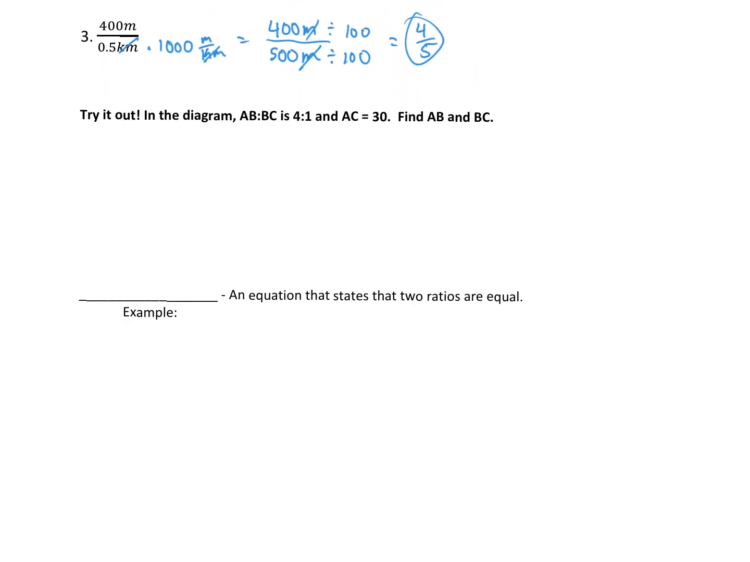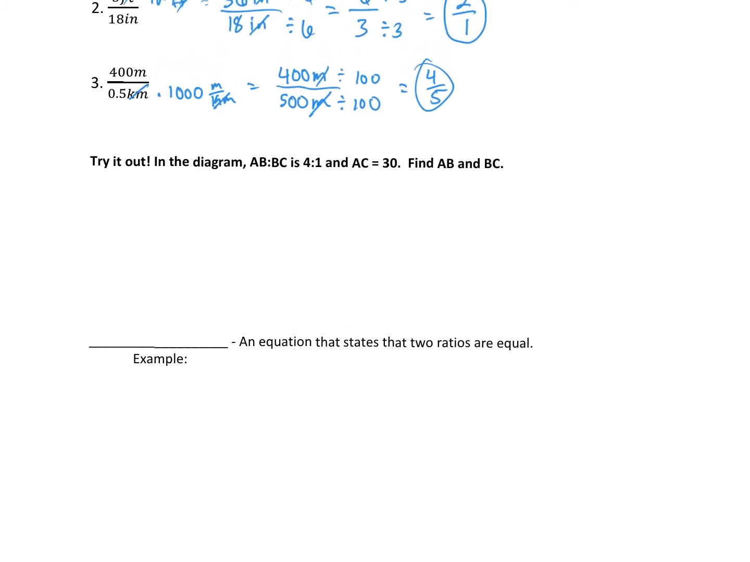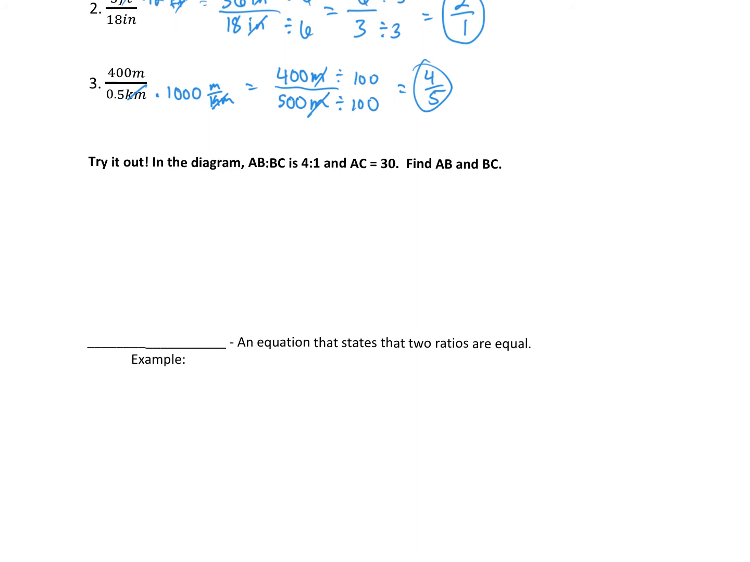Okay, let's go on to our next one. Try it out. Diagram: AB to BC is 4 to 1, and AC equals 30. Find AB and BC. Well, it's easier to draw a picture, so let's draw a picture here. AB is big, right? Because that's the 4. So here, this is A, B, and C. AB is 4 to 1, so this is 4x. And this would just be simply 1x.